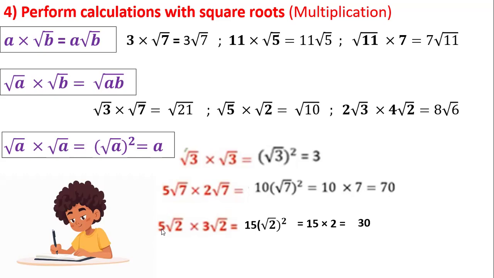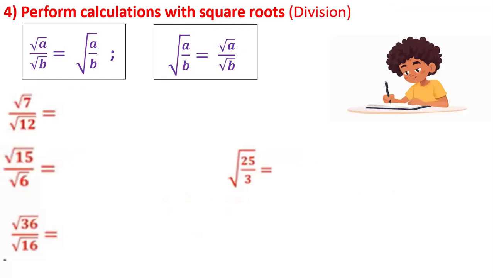Another example, 5 radical 2 times 3 radical 2. First, 5 times 3 is 15. Radical 2 times radical 2 is radical 2 squared. The squared cancels the radical. It comes out as 2. So 15 times 2 is equal to 30. These rules are very important to memorize and to apply in the examples. We'll continue with calculations, and now we'll talk about division.